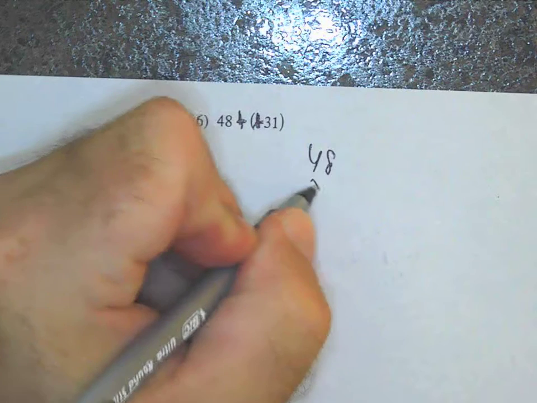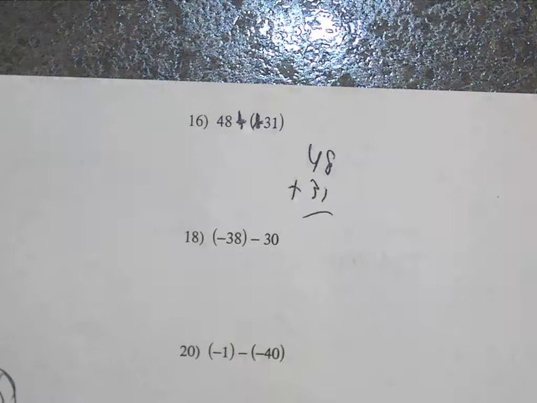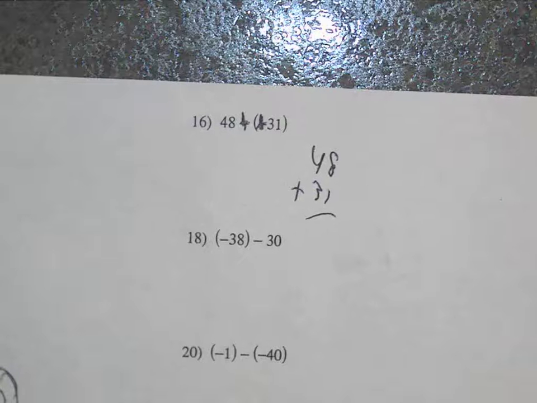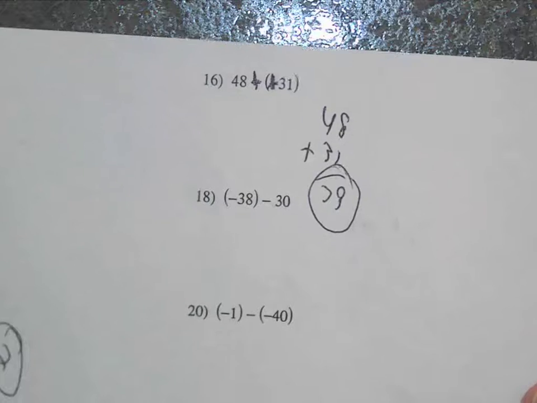Now, go old school. 48, 31, line up with the columns. Who wants to give me the answer? Oh boy, I get great handwriting, huh? Who's got my answer? Alexis. 79, positive.